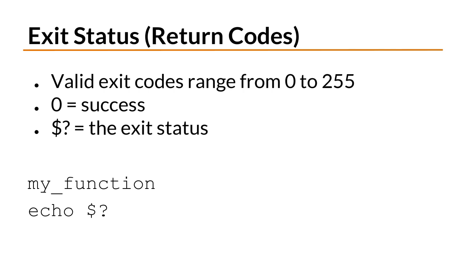To access the exit status of a function, use $? right after the function is called. In this snippet, the value of $? will be the exit status of the my_function function.